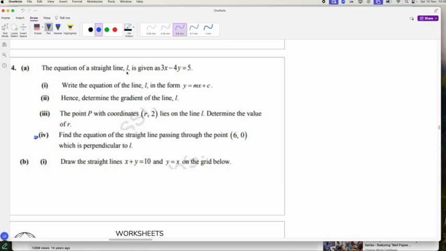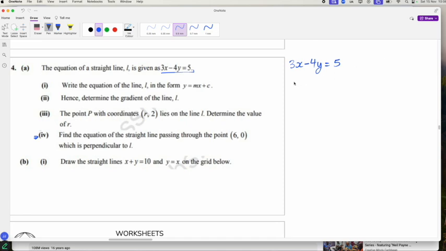The equation of a straight line L is given by this. And of course, it's not particularly in the form y equals mx plus c, right? Notice I didn't read the rest of the question yet. I just noticed here that this is not in the form that I am used to. So I'm going to put it in that form.